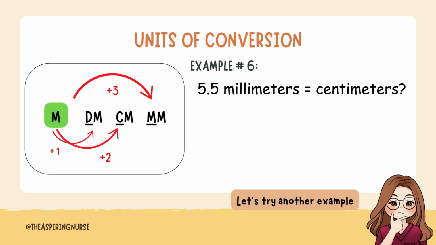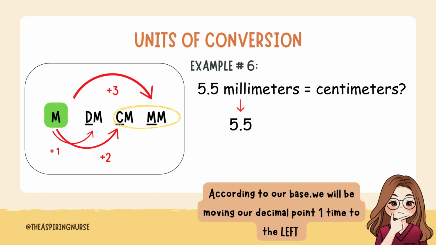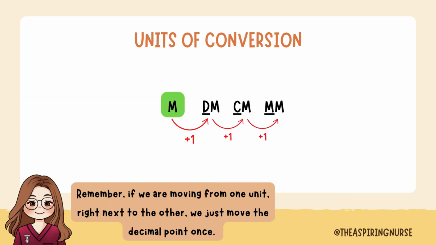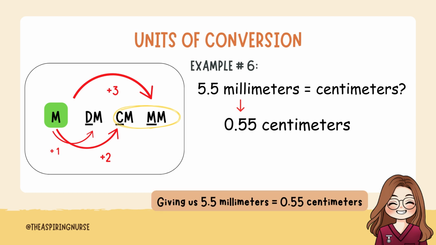Let's try another example. Let's bring down our 5.5 millimeters and keep it as a decimal. According to our base, we will be moving our decimal point 1 time to the left. Remember, if we are moving from one unit right next to the other, we just move the decimal point once. Don't forget to add your zero, giving us 5.5 millimeters equals 0.55 centimeters.